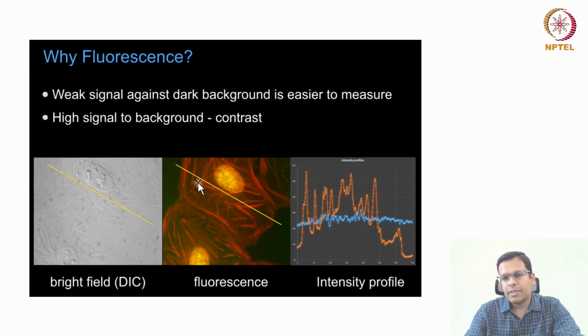So this line represents the intensity measurement area, and from the bright field image, if you measure the intensity, you cannot see the structures which you are seeing under the fluorescence mode. But in the fluorescence mode, you can actually visualize this kind of protein localization intracellularly. Okay, so fluorescence offers better contrast and it makes the quantification easy.